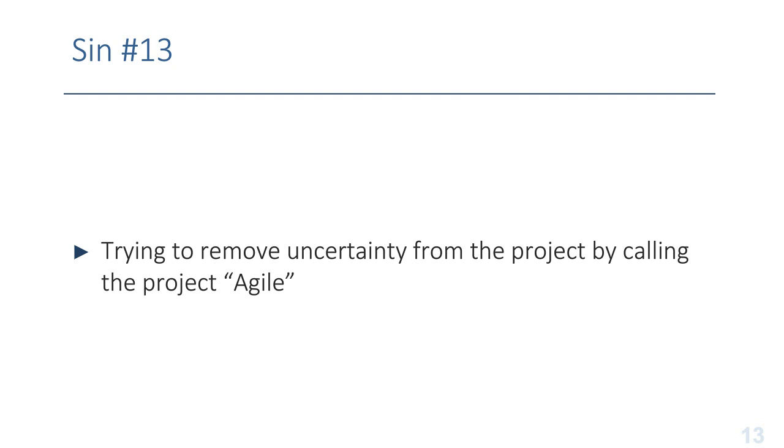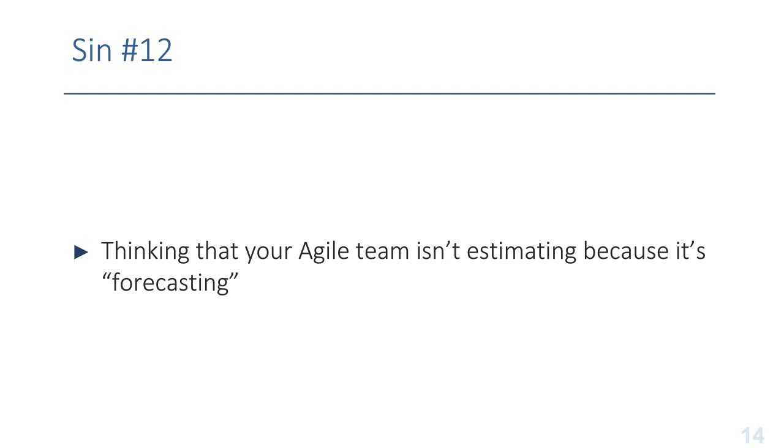Almost deadly sin number 13, trying to remove uncertainty from the project by calling the project Agile. Agile has lots of strengths. It does not have a magical ability to remove uncertainty just by applying it as a label.